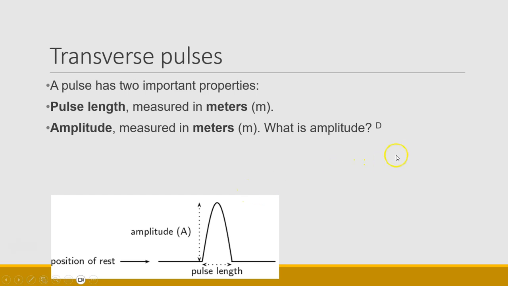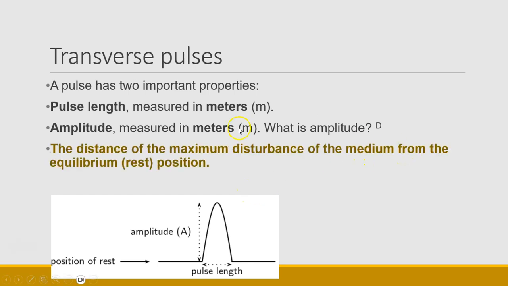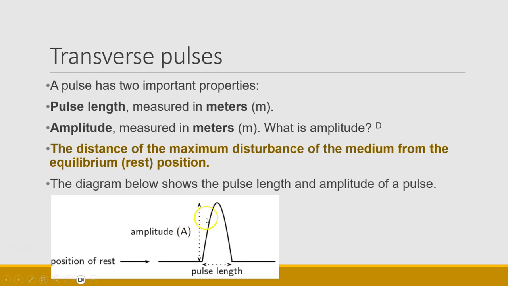And the definition of an amplitude is very important. The definition is the distance of the maximum disturbance of the medium from the equilibrium or rest position. On this diagram, we can see a representation of the amplitude and the pulse length. And we're going to use this pulse length over here to calculate the pulse speed.